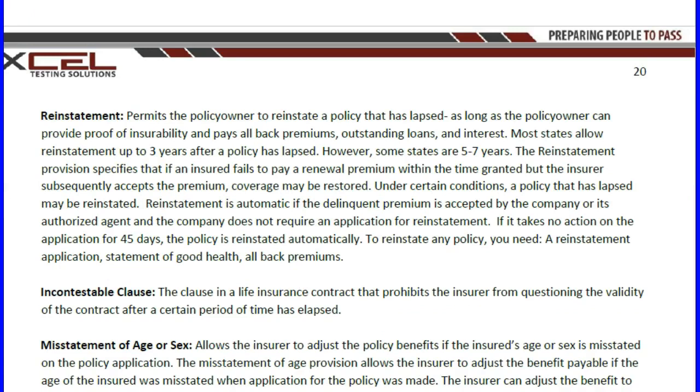Reinstatement permits the policy owner to reinstate a policy that has lapsed, as long as the policy owner can provide proof of insurability and pay all back premiums, outstanding loans, and interest. Most states allow reinstatement up to 3 years, some states 5 to 7.